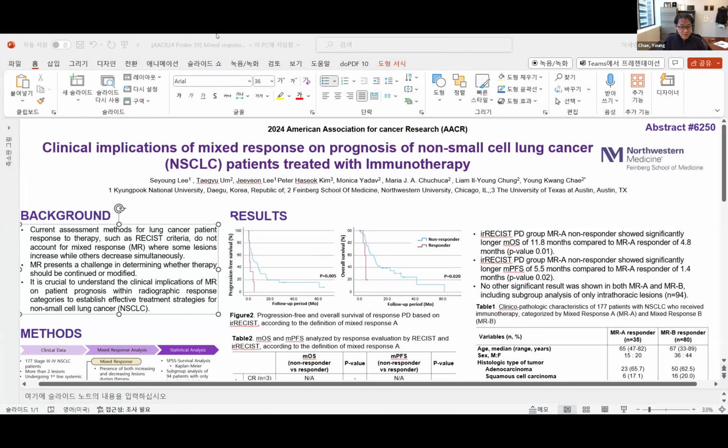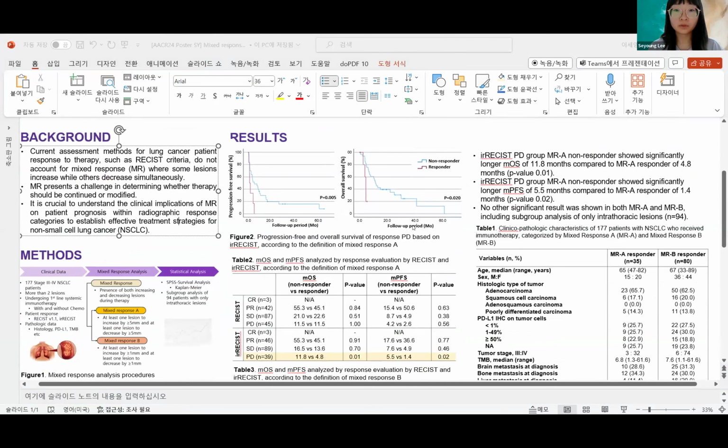So here, responder, non-responder, there's a big difference. This is based on the definition of response. So where is mixed response in this graph, figure 2? This is the Kaplan-Meier graph of responder and non-responder. So the responder is the red line here and here.